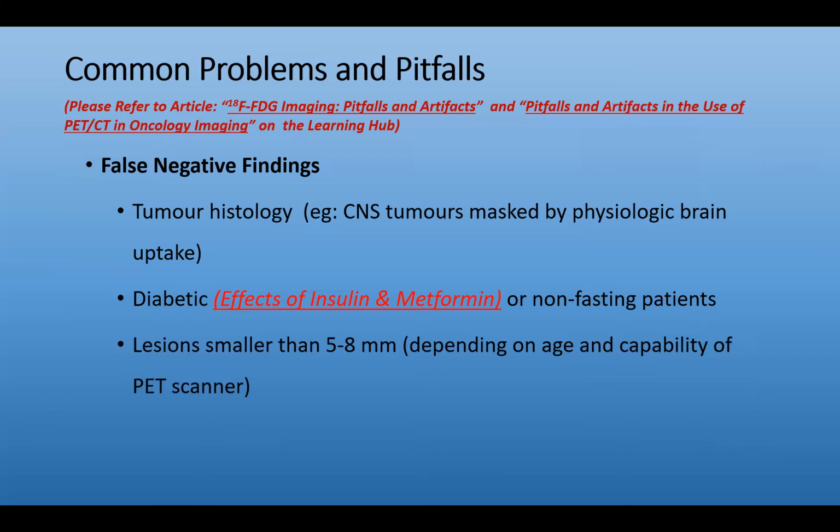So what are some causes of false negative and false positive scans? False negative findings, so this is if we say that there's no tumor, and the patient actually does have a tumor present. Sometimes this can be related to tumor histology. So for example, CNS tumors may be hard to see because there's intense physiologic brain uptake of the FDG, right? So it's just very difficult for us to detect a hot lesion within a hot background.